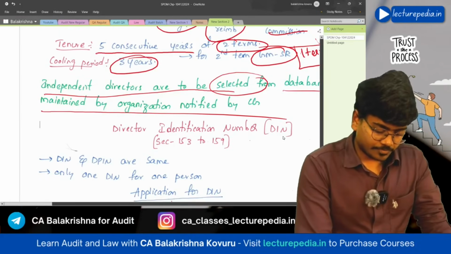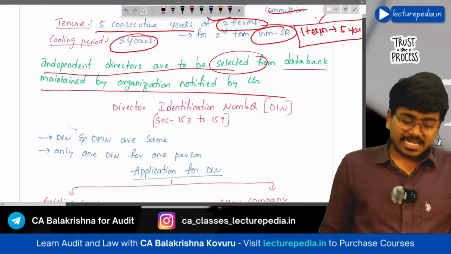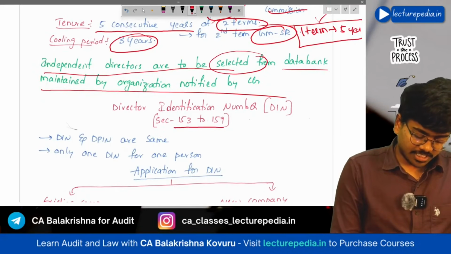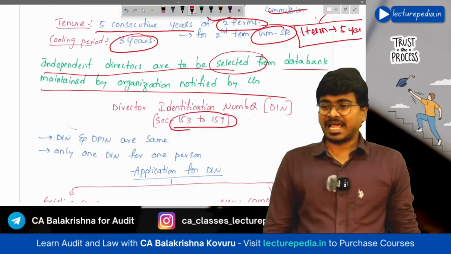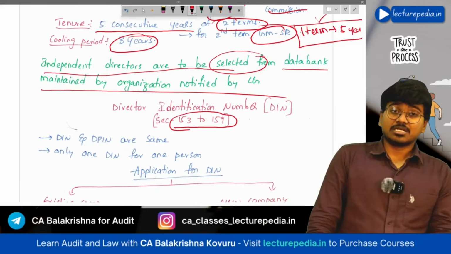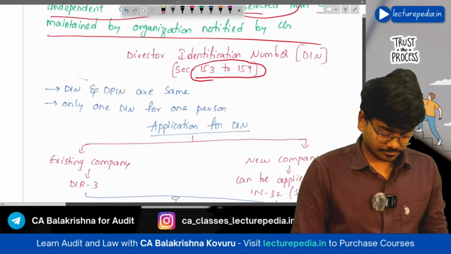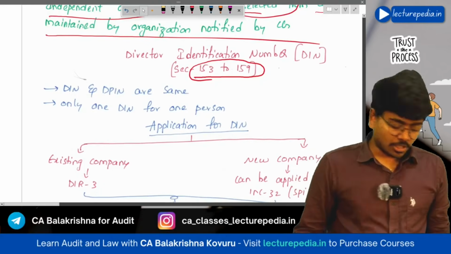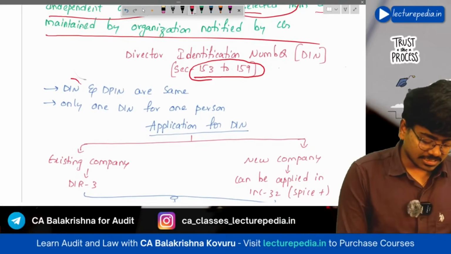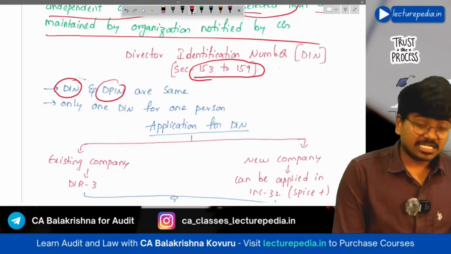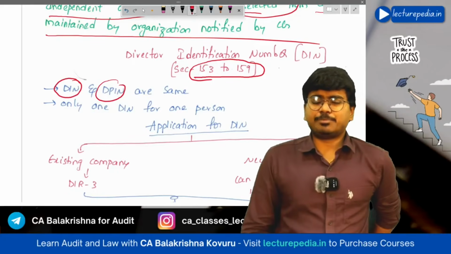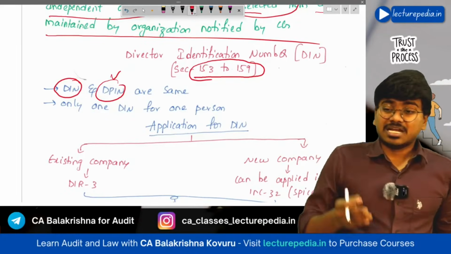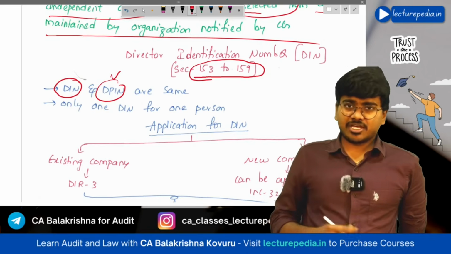Now moving to DIN, Director Identification Number, section 153 to section 159. These sections deal with DIN. Now there are two terminologies that you will be using. One is DIN, another one is DPIN. What is this DPIN? DIN means Director Identification Number. DPIN means Designated Partner Identification Number.